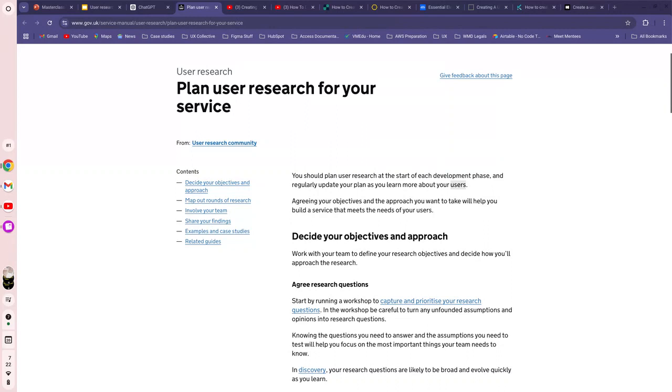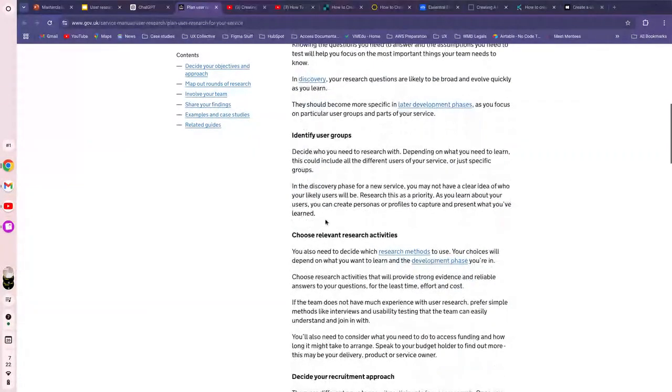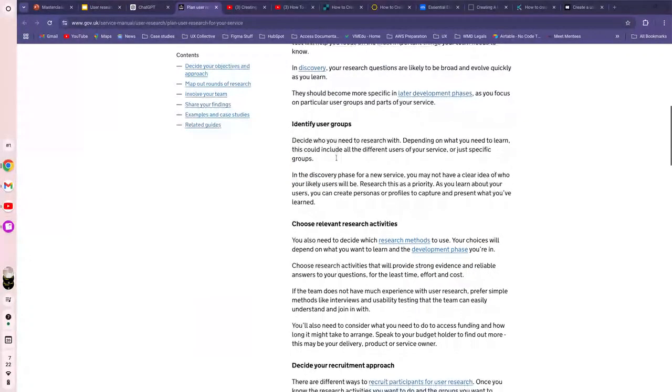All right, this is lovely. Now let's dive in a bit. Gov UK talks about how to identify your user groups, as you can see here. So this is their own template.